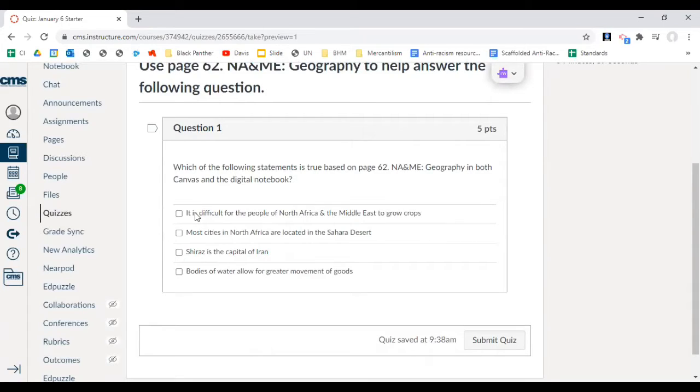It is difficult for the people of North Africa and the Middle East to grow crops. Most cities in North Africa are located in the Sahara Desert. Shiraz is the capital of Iran, and bodies of water allow for greater movement of goods. So check off all that are true based on yesterday's lesson, please. And then we'll move on. I'll give y'all 30 seconds.